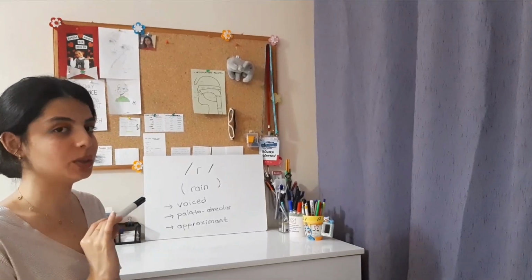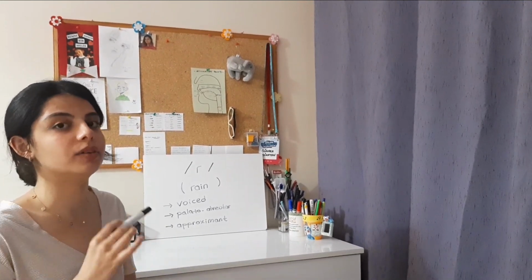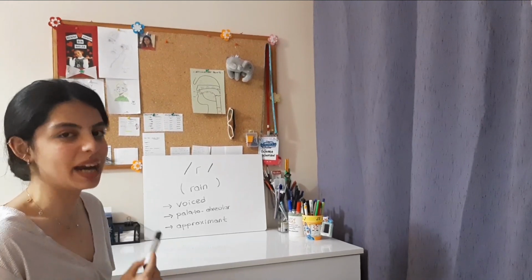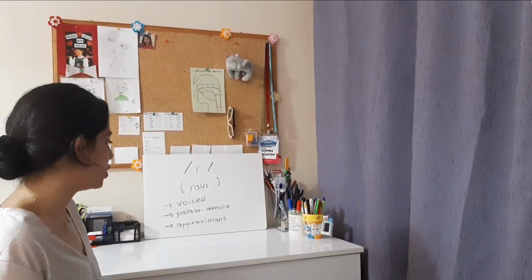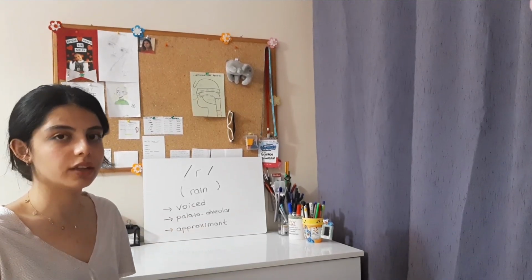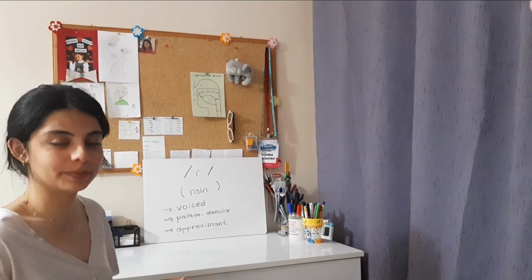Let's move on to our last consonant, also our last sound, r, as in rain. Its voice sound, its place of articulation is palato-alveolar, and its manner of articulation is approximant. And those were the IPA sounds in English.